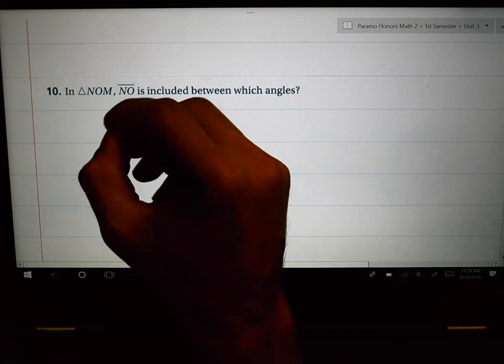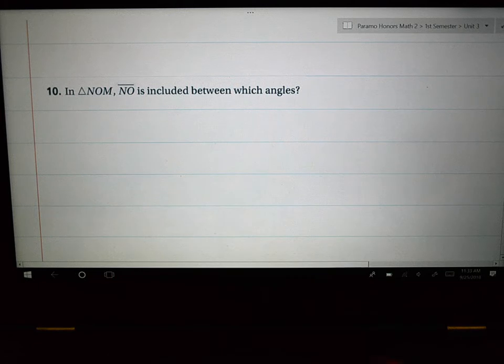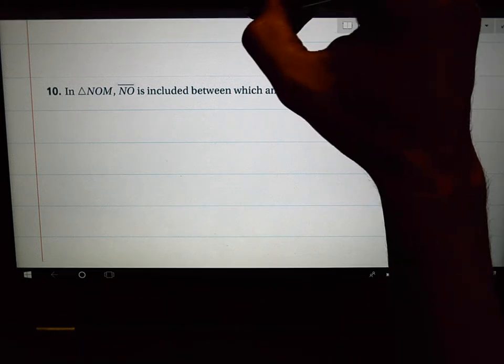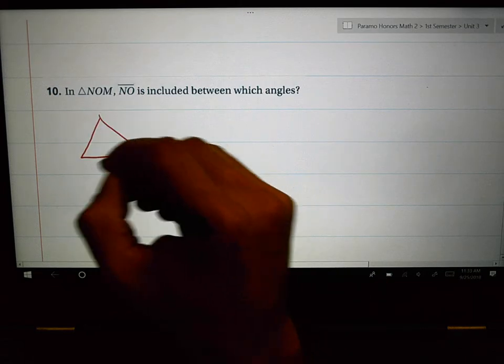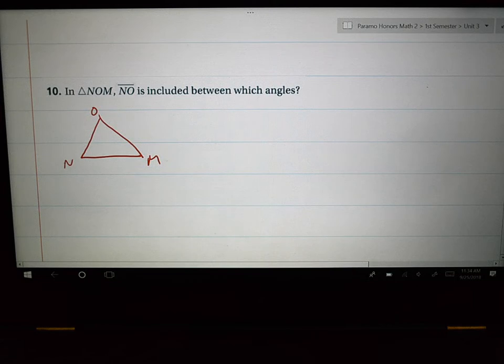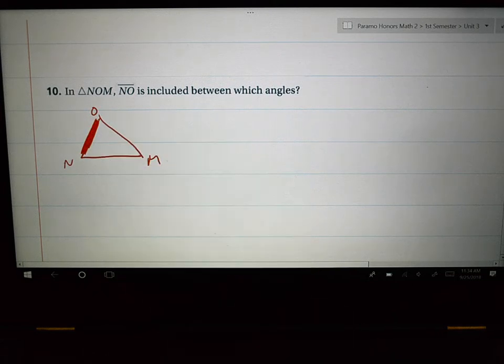All right. In triangle NOM, NO is included between which angles? If you need a picture, draw the picture. If not, you can answer the question. I'm going to draw the picture because I am going to thoroughly explain, hopefully. I may overly explain sometimes, but that's okay. NO is this side. It's included between which angles? Which angles are on both sides of these things?